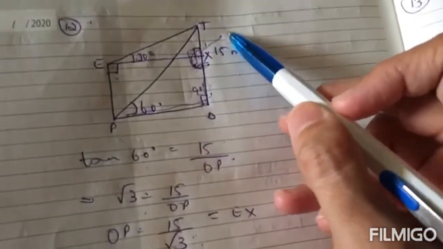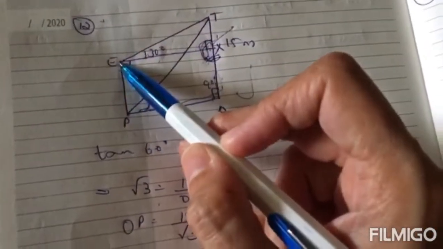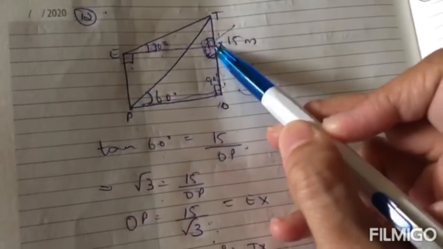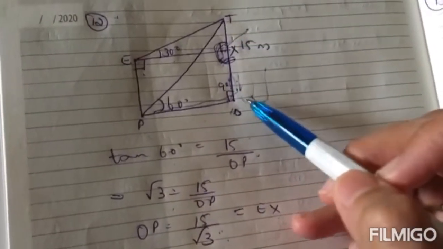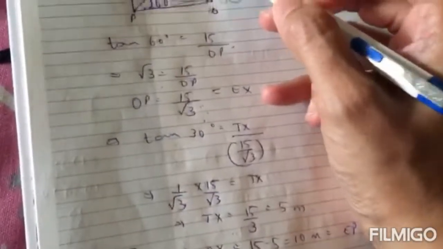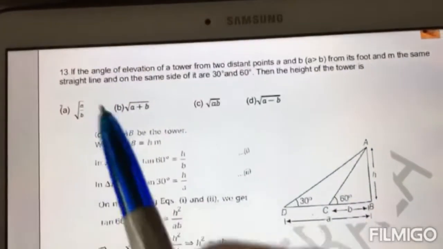We know that the height of the tower is 15 meters, and we know that PE, which is the height of the pole, is equal to OX. So how can we calculate OX? It is the height of the tower, that is OT 15 meters minus TX 5 meters, which is 10 meters. Therefore, the height of the pole is 10 meters. Correct. Let's move to number 13.